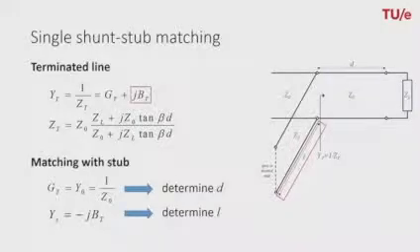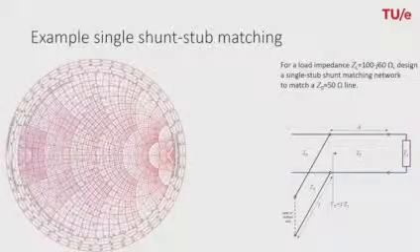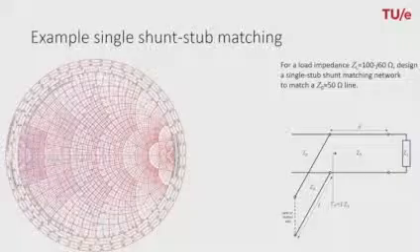And we can fulfill this requirement by selecting the length L of the stub in such a way that this is fulfilled. Now this procedure can be illustrated using the Smith chart, and let's use an example to show how this works in practice. Now, first the Smith chart, already shown a couple of times before.